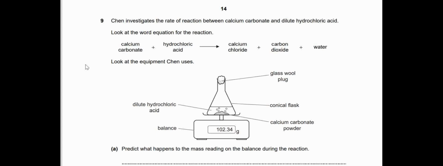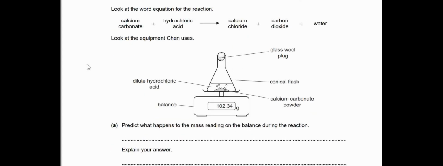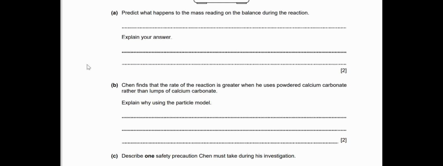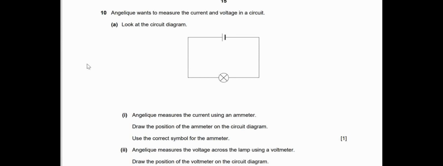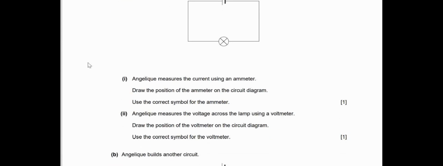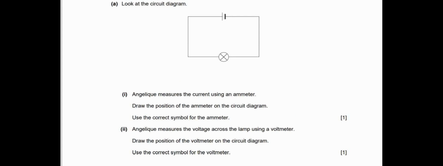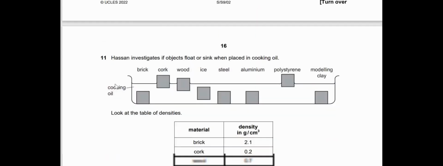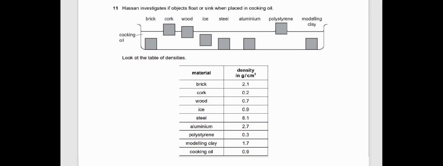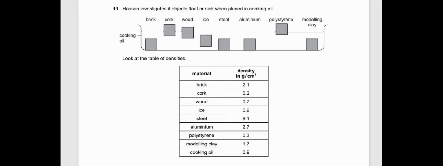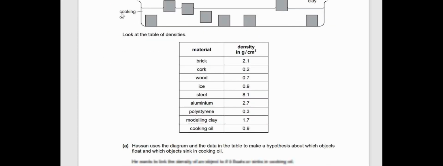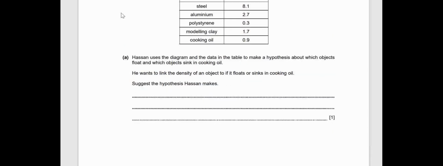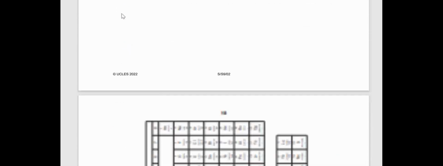Move on to question number 9. This is question number 9A, and 9B and 9C. This is question number 10, A part 1, A part 2, and this is question 10B. This is question 11A, and this is question 11B, and this is the periodic table, the last page.